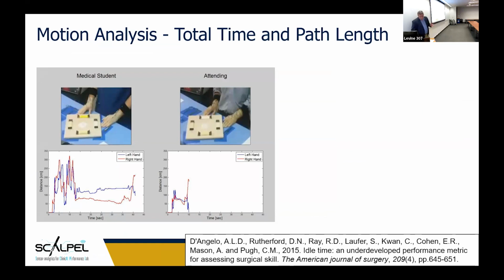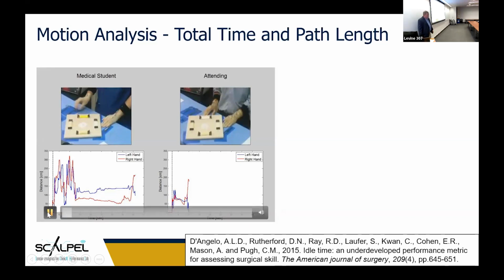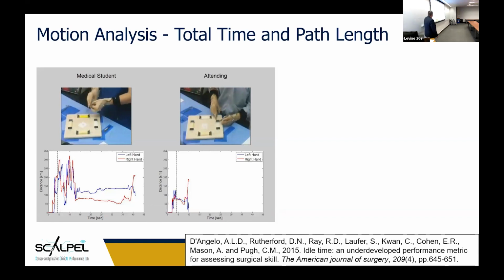And on the left, you can see the student. On the right, you can see an attending surgeon. And this point here, so people at home can see, what you can see is the resting time. The zero is their position of the hand at the initial position. And then the blue and the red are the distance of the hands from the starting point. And you can see obviously that the attending does it much quicker. You don't need sensors for that.